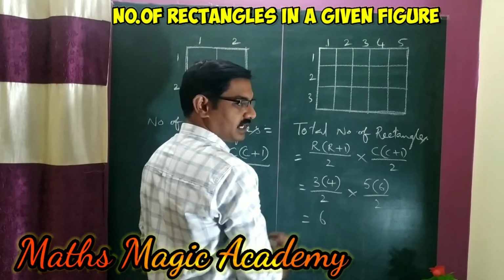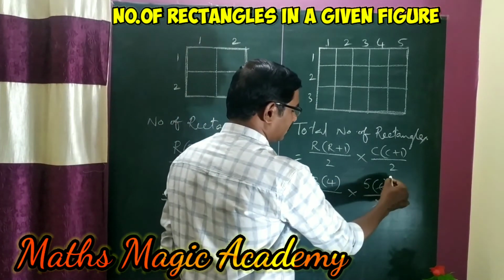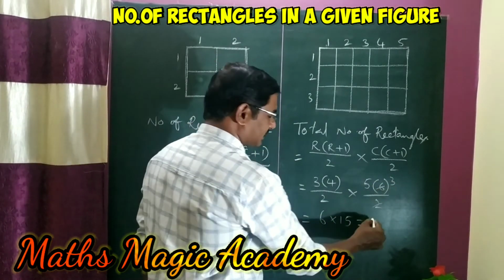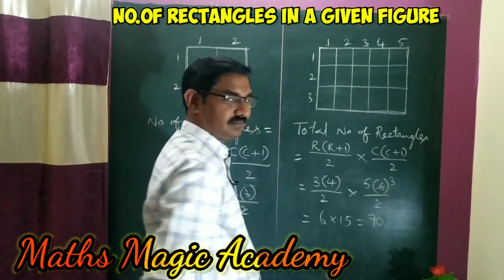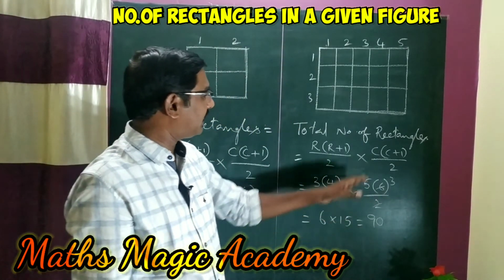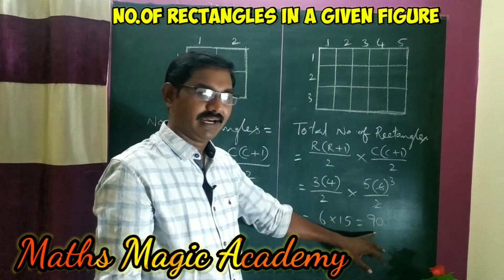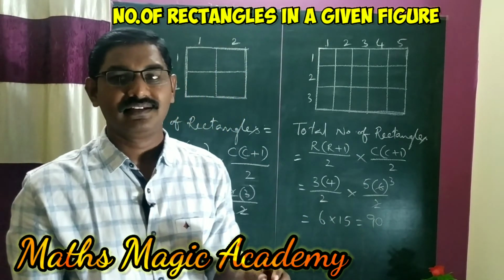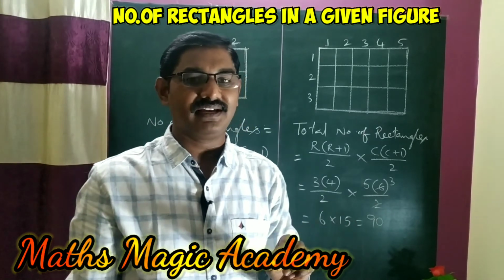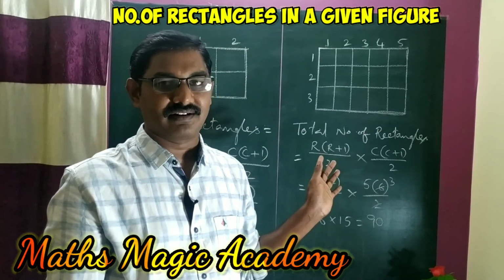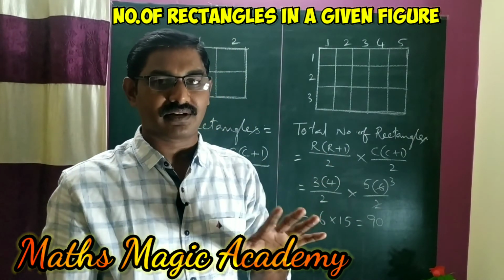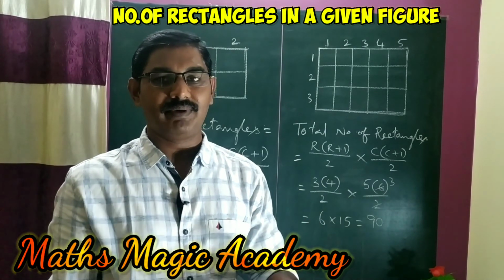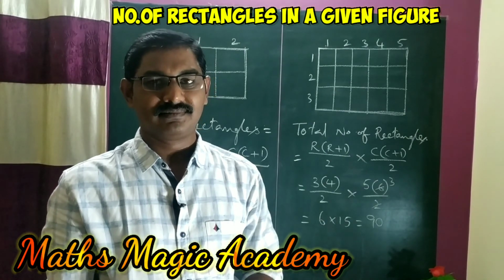Or otherwise you can do the cancellation also. Here 2 ones, 2 threes, 5 threes are 15. 15 into 6 is 90. So how many rectangles are there in this figure in total? 90 rectangles. So be careful while answering the total number of rectangles in a given figure. Why? Because all the squares are also called rectangles, but all the rectangles may not be squares. Okay.